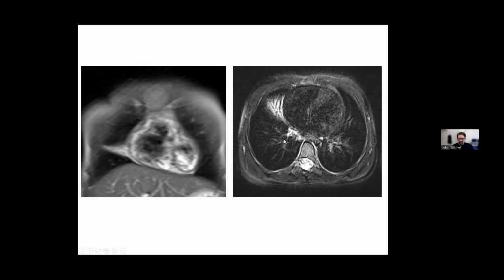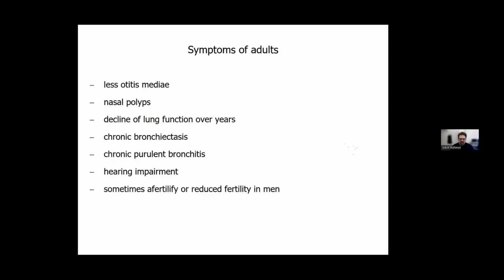And the other image is the same patient in the other plane. You also see lots of bronchiectasis already. This is an important thing to show that patients with PCD need treatment early, and this is a proof of that.